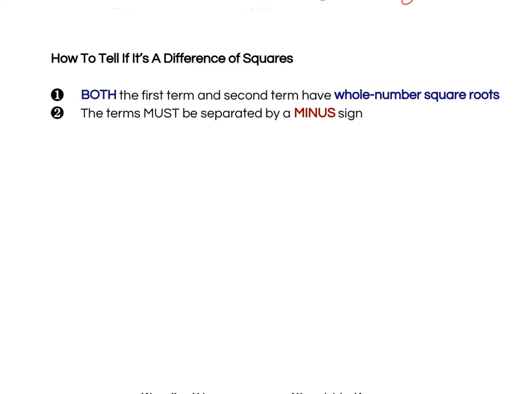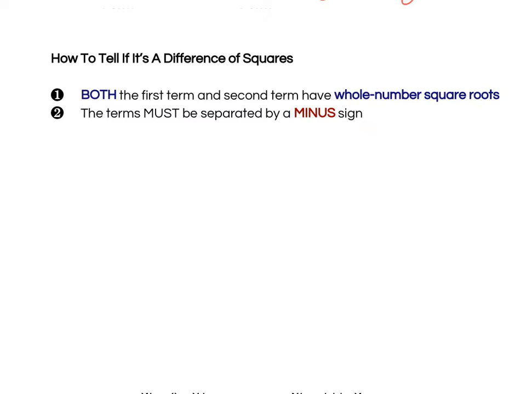So let's write some of that down. How to tell if it's a difference of squares? First of all, both the first term and the second term have whole number square roots, except of course if we're talking about a variable, in which case we're just going to think of it as a square root that is like a nice whole variable. Okay, the terms must be separated by a minus sign. They have to be a difference.